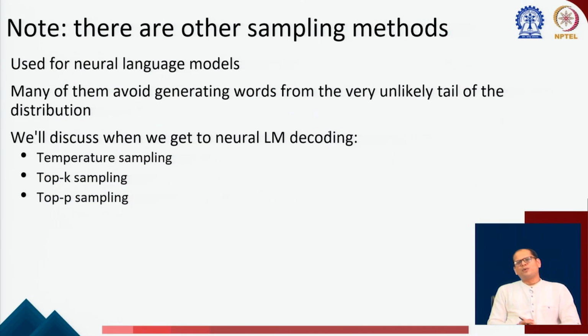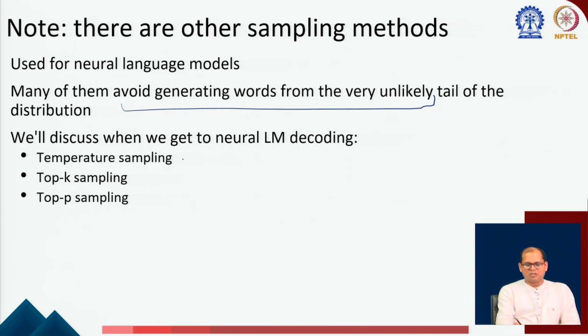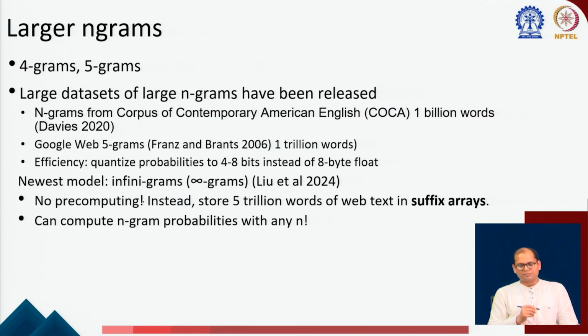Okay. There are of course other sampling methods. So we will talk about this when we will talk about language model decoding. Yes, and what they do, they avoid generating words that are very, very unlikely. Right. So they are typically generating words that are in the top part of the tail. They have a high probability. So we'll talk about these methods later on.